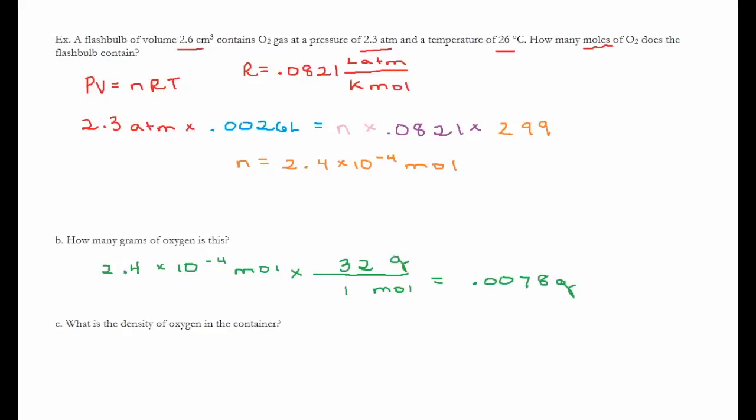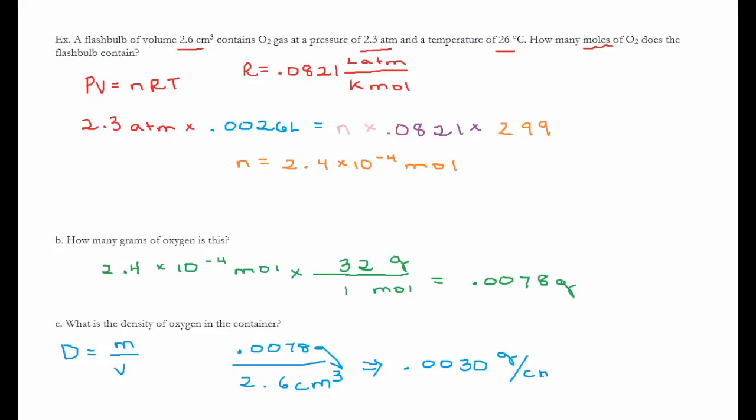I'm almost done. I have one last question, and it asks, what's the density? Remember, density equals mass divided by volume. So here I know my mass. It's 0.0078 grams. And I'm going to divide that by the volume. And the volume I was given at the beginning of this problem was 2.6 centimeters cubed. And I'm just going to keep it like that. I don't need it in liters for this part. Okay? And so when I do that division, what I end up getting is 0.0030 for 2 sig figs, and it's grams per centimeter cubed.